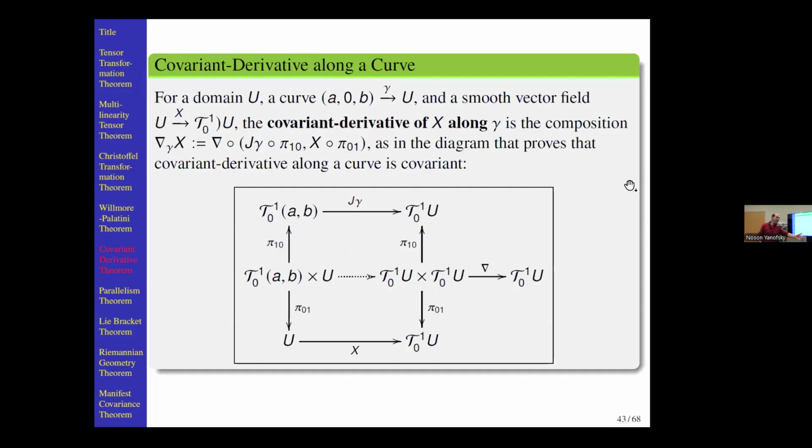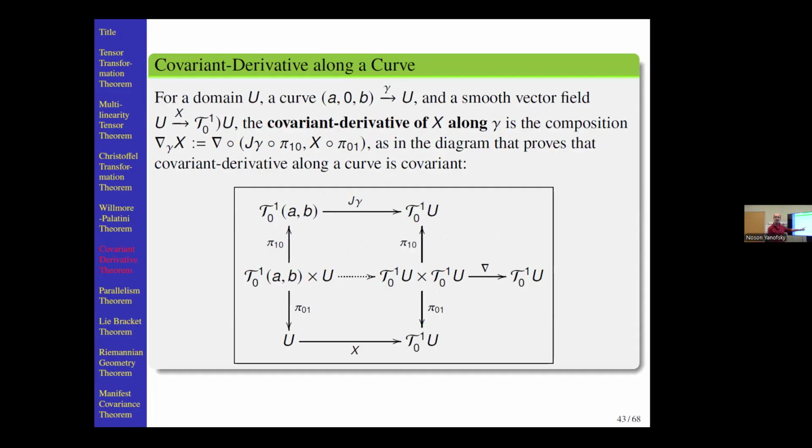New subject, going back to parallelism. We need to deal with the idea of taking a derivative along a curve. And so I never understood what they meant by that until I drew this picture, this commutative diagram, and I want to say some words about this.